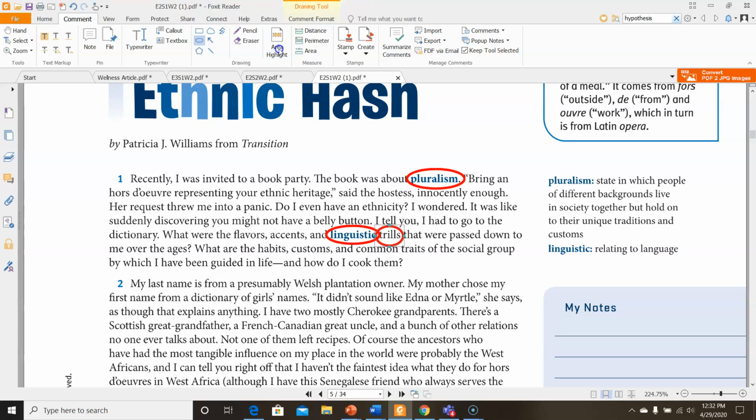And so I wanted to point out that she started to panic when she was asked what her ethnic heritage was, basically. And so here are some of the things that she defines as things that she wanted to find out about to identify what her cultural identity was. So flavors, accents, linguistic trills, habits, customs, common traits. Those are some of the things that she's using to define cultural identity.